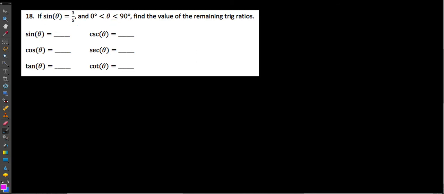So that is to say that we know our sine value is 3 over 5. Could we find the remaining trig values? What we're going to do here is make sure that we draw a picture. The key is that we're going to imagine that our angle is in standard position. Standard position angles always start on the positive x-axis and have their vertices at the origin. In this particular case, we're told that our angle lies between 0 and 90 degrees.